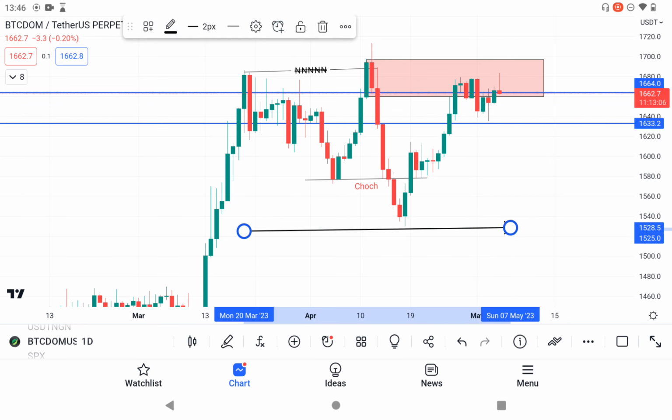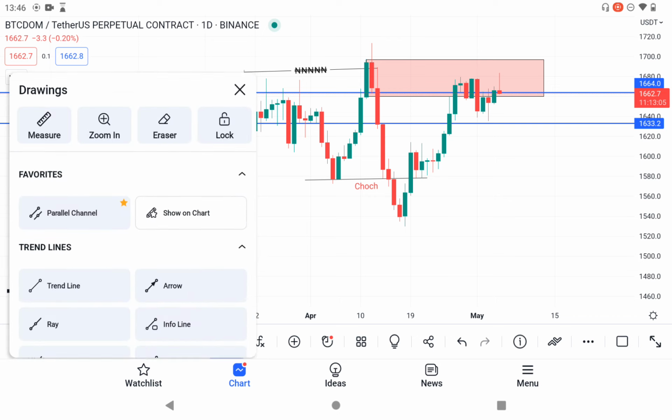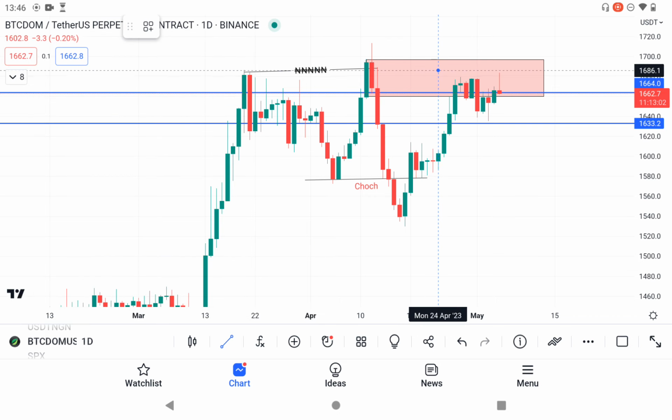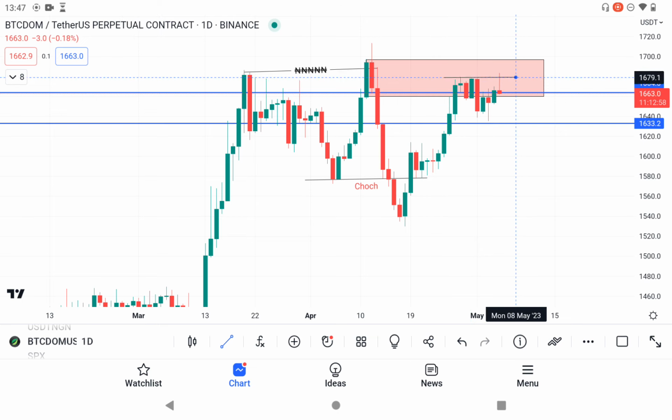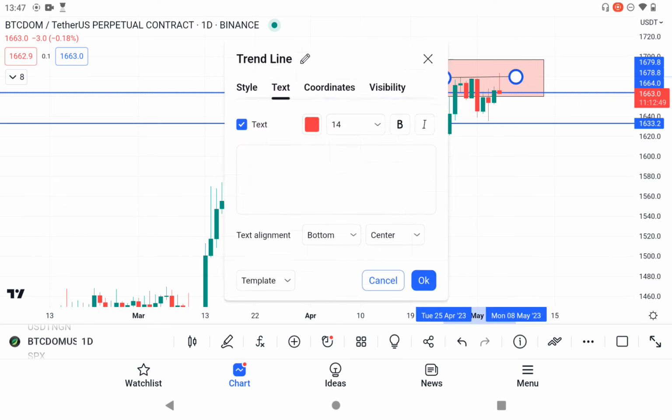Now, another thing you should also take note of is that price as well came up here and it took out all the liquidity resting above this equal high. Took out all the liquidity resting above here. We have liquidity resting above here.